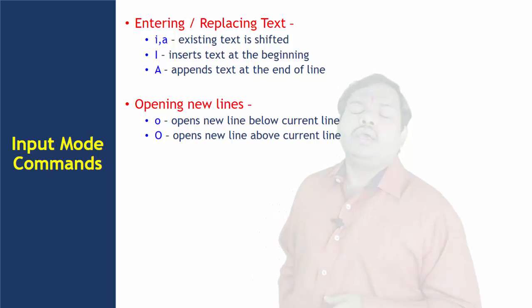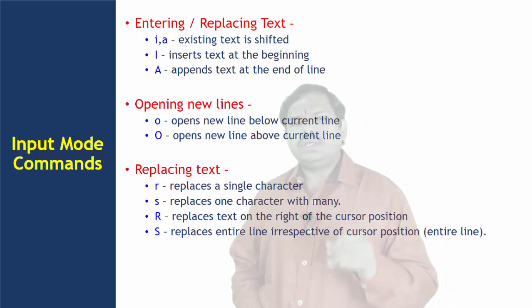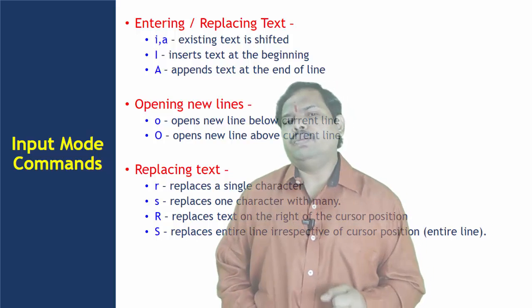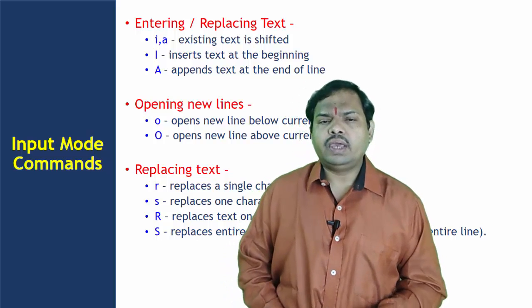Then if you want to move to the next line, open a new line, or start a new line, you use small o. Small o will open the line below the current line. Capital O will open the line above the current line. Then you can also have replacing text. If you want to replace some text with something else, we use small r, small s, capital R, capital S. So these are the characters that we use for working with our file in the VI editor. We will see how to use these commands. So let's move to the demonstration, and I will show you how to use VI editor with these commands.